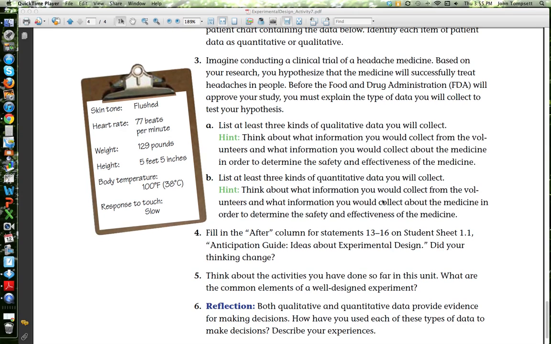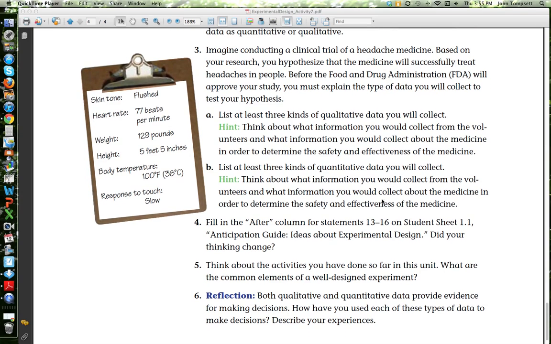Number 4 is asking you to refer back to that student sheet or that anticipation guide that you used for activity 1. Fill in the after column for statements 13 through 16 on that worksheet, and then talk about if your thinking had changed, and try and explain yourself as completely as you can.